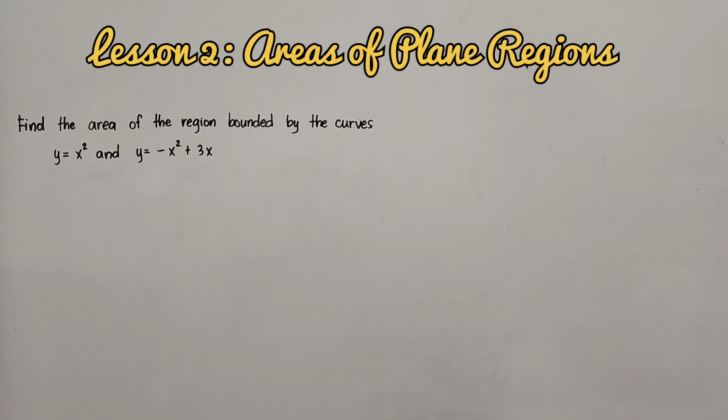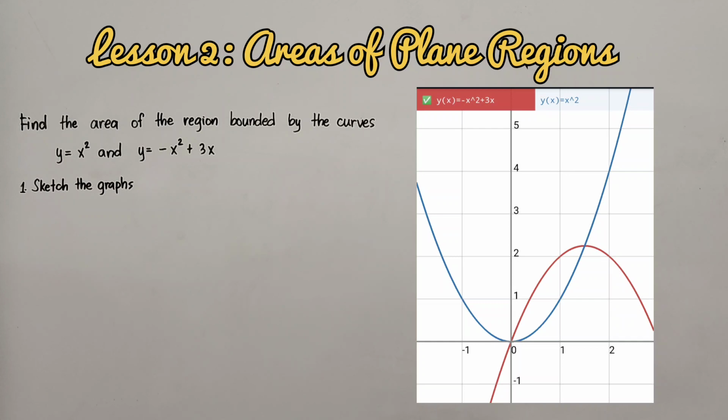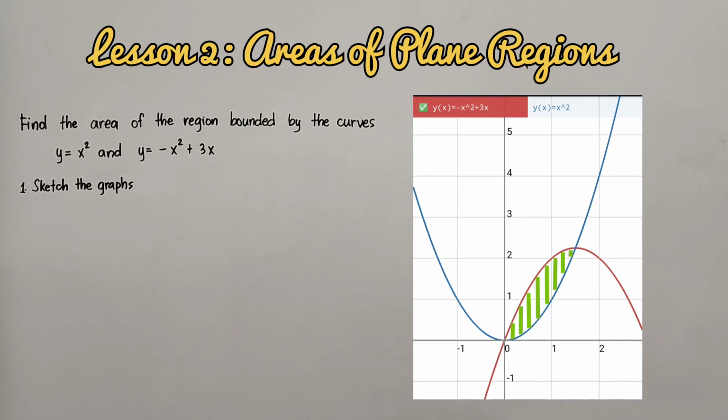Find the area of the region bounded by the curves y equals x squared and y equals negative x squared plus 3x. Unlike the previous problems, we are only given one function. In this case, we have two, and we don't have the lower and the upper bound yet. We will now solve these problems following the three steps given a while ago. First, we have to sketch the graphs. This is the graph of the two functions, and the bounded region is the shaded one.